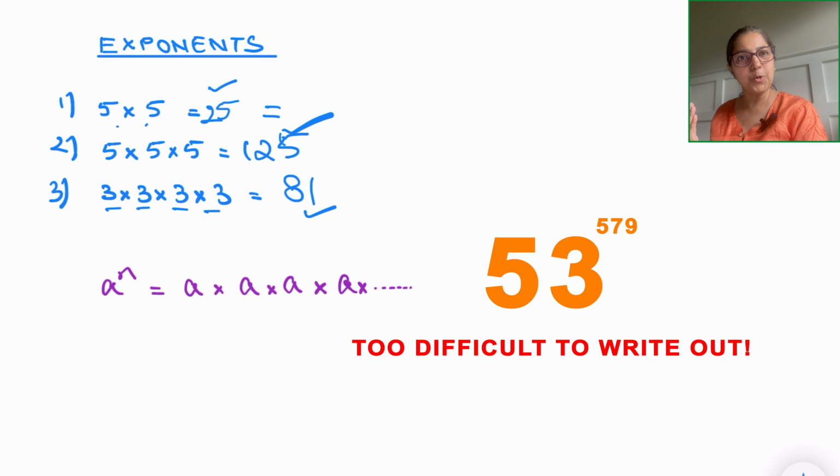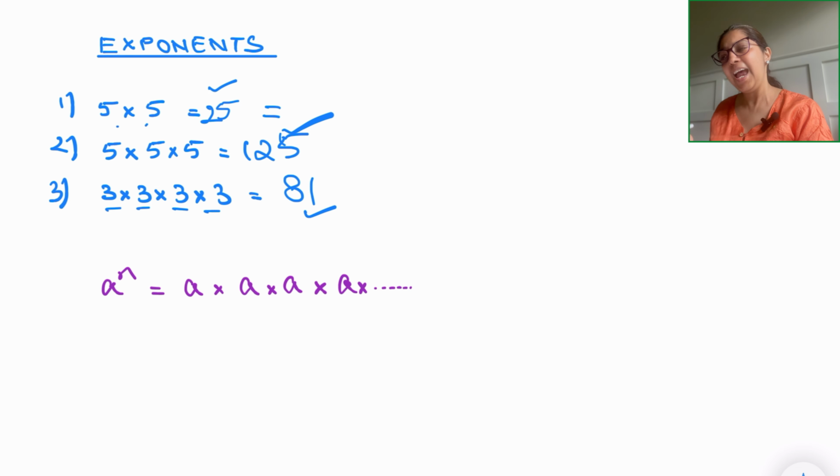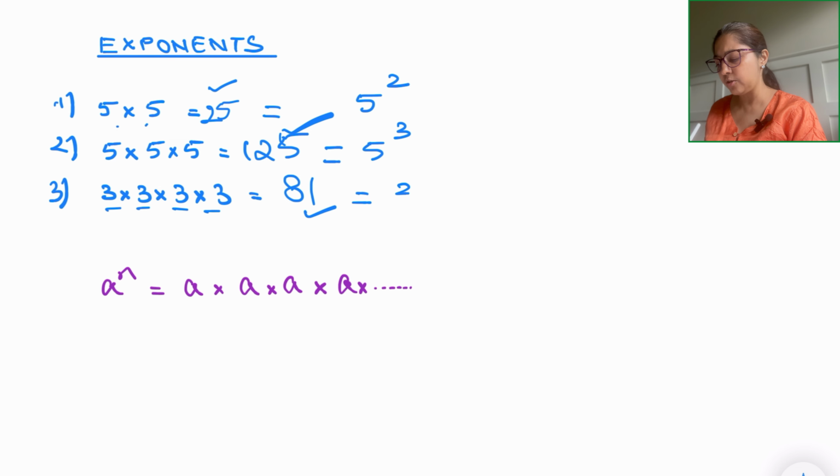So there is an exponential notation that we utilize, and that's where we write these numbers. Like the first one, for example, can be written as 5 to the exponent of 2, 2 meaning number 5 has been multiplied 2 times. Same way, 5 cube or 5 to the exponent of 3, which means the number 5 has been multiplied 3 times, and so on and so forth.